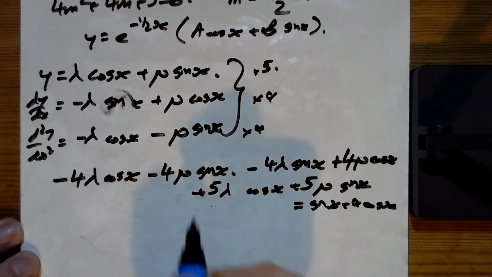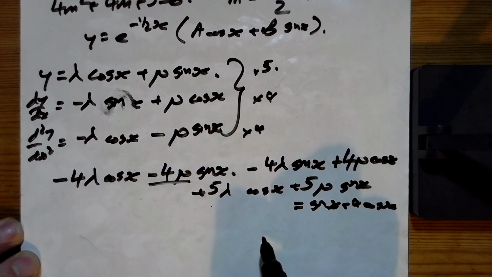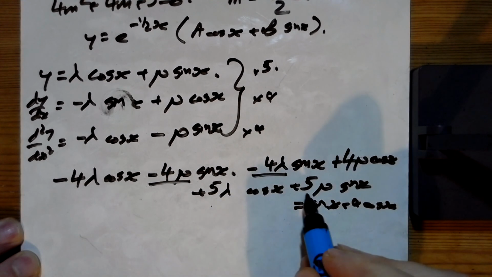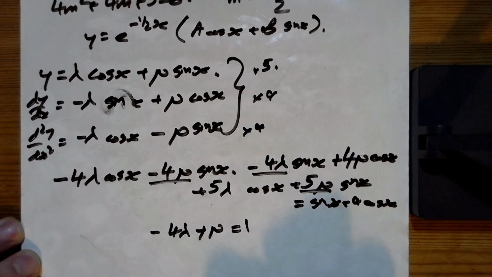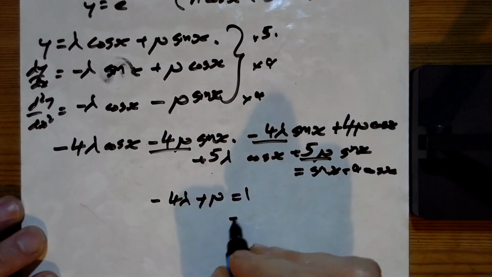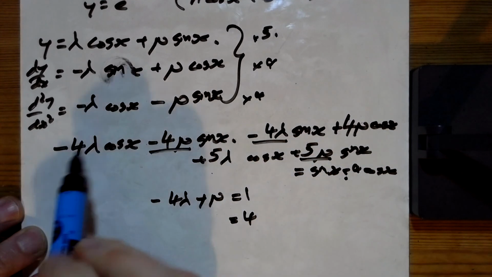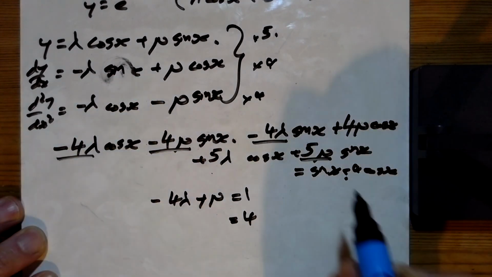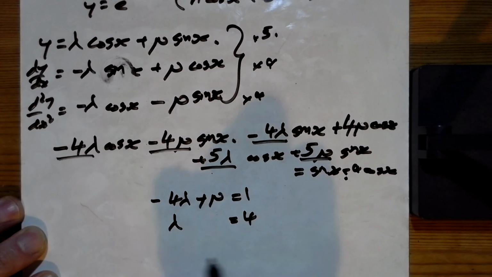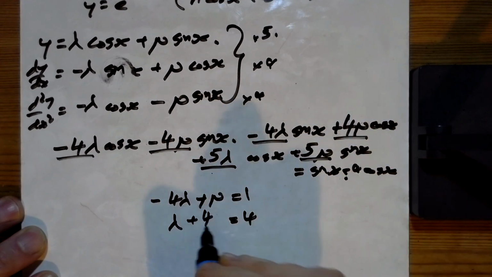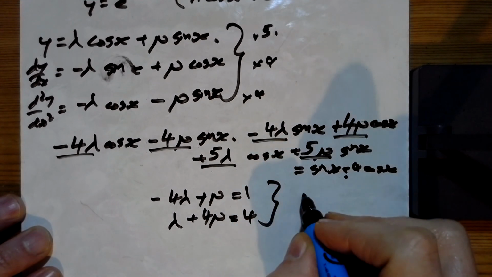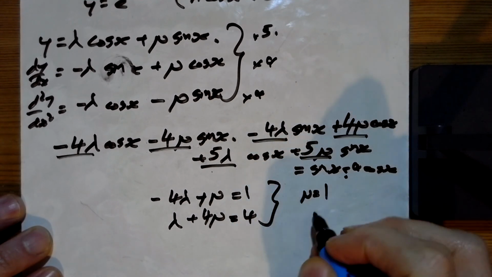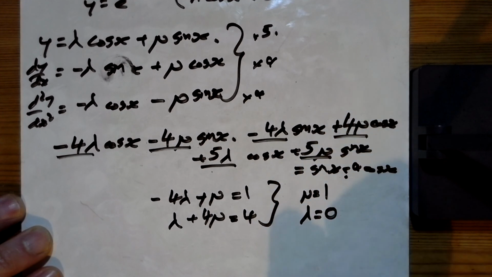So let's look at the sin x's then. We've got minus 4 of them here, minus 4 lambdas there, and 5 mu's there. So that's minus 4 lambda plus mu equals 1. And looking at the cos x's, we've got 4 cos x's, don't we? So we've got minus 4 lambda plus 5 lambda, so that's just lambda, and then plus 4 mu equals 1. So solving that simultaneously, that's going to give us mu equals 1 and lambda equals 0.